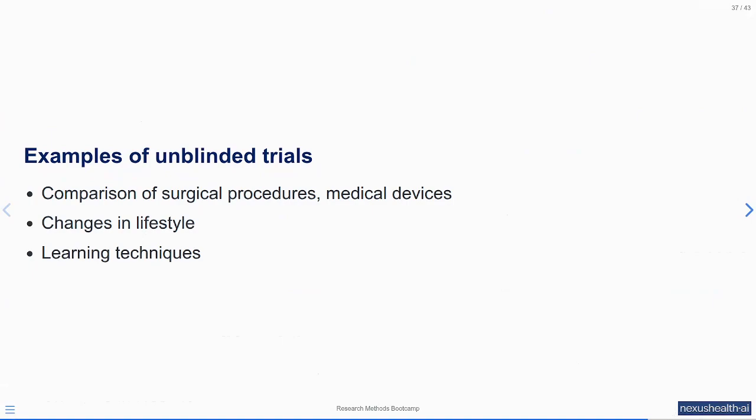Examples of unblinded trials are comparison of surgical procedures and medical devices. Also, changes in lifestyle. Also, learning techniques. These are all examples of trials that cannot be blinded.